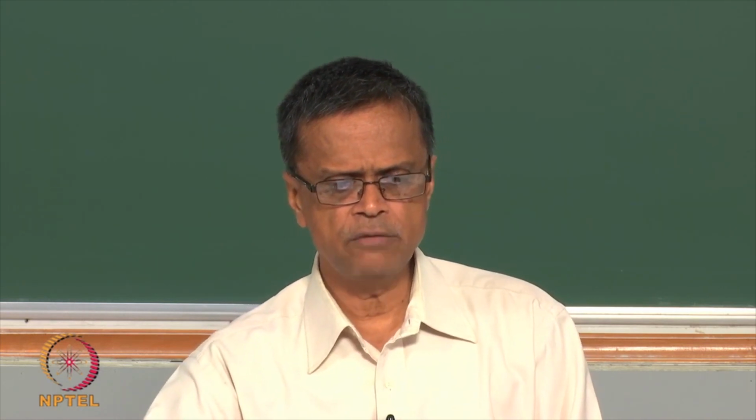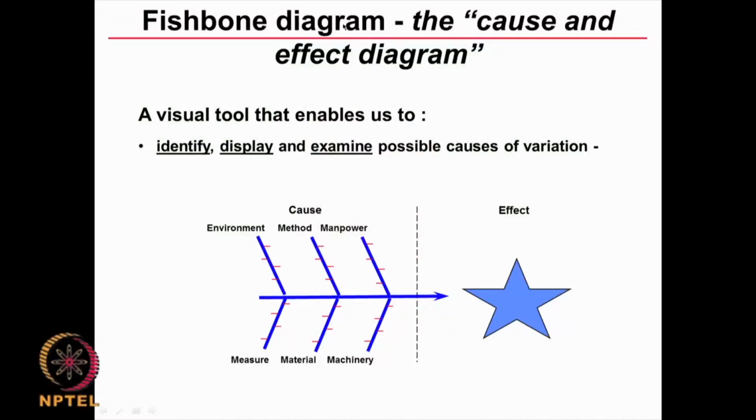That is where we have something called a fishbone diagram. This is called a cause and effect diagram. It is a visual tool that enables us to identify, display, examine possible causes of variation. So, effect, this could be your product yield, this could be the time taken to deliver a pizza, this could be the amount of biomass produced. But what are the factors that affect here?